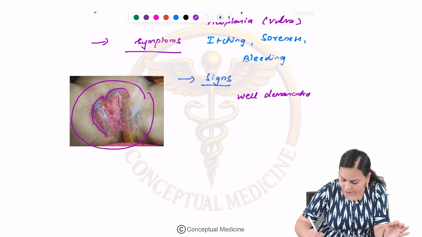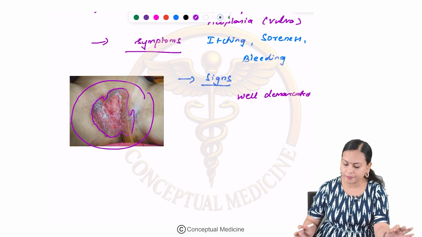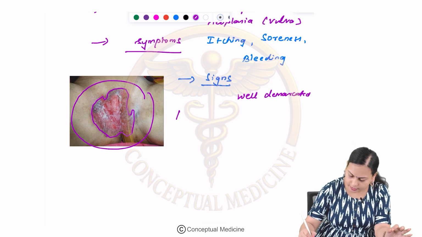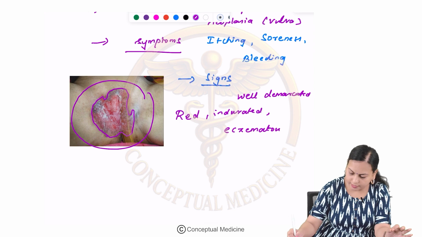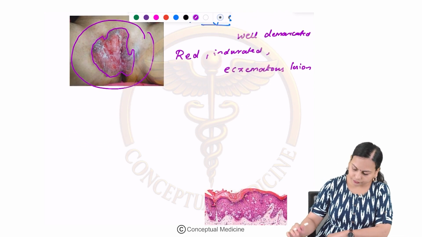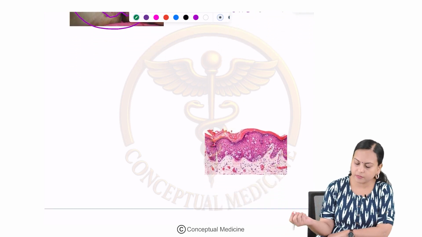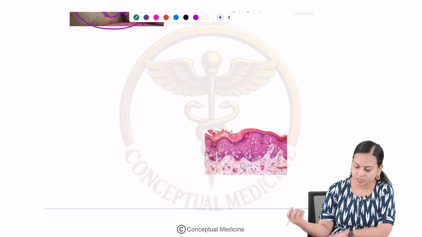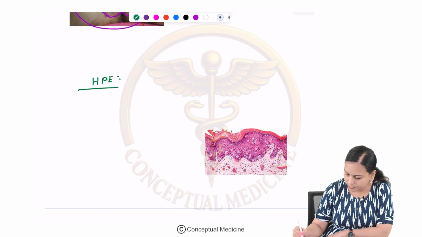So, this is Paget's disease of vulva. The demarcation will be very clear and they will usually be red colored, indurated as well as eczematous lesions. Clear? Now, let's see what will be the investigation. We will be taking a biopsy using Keyes forceps. If you take histopathological examination, you will be able to see Paget cells.